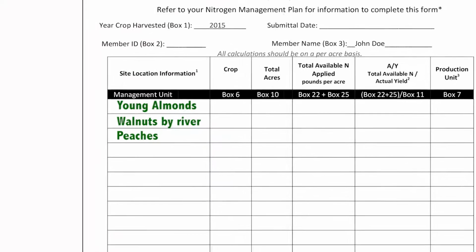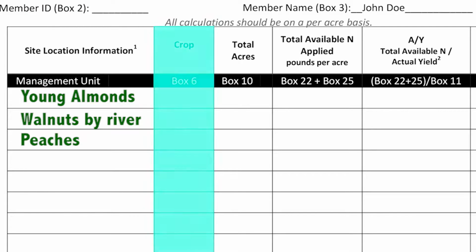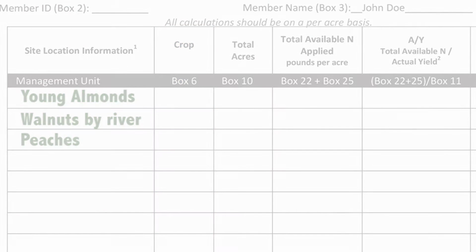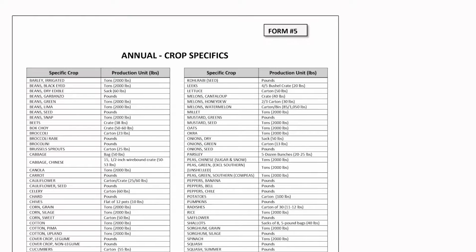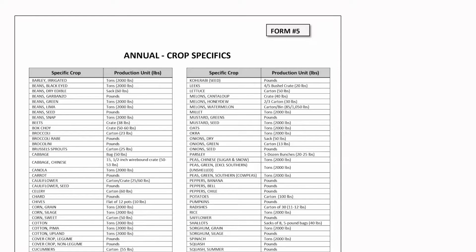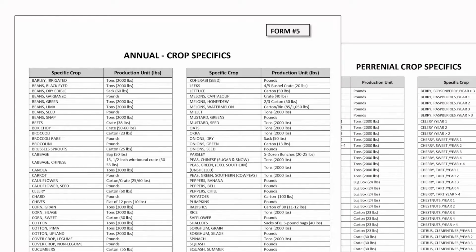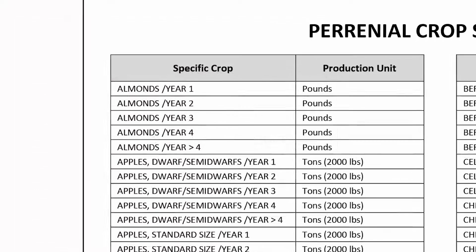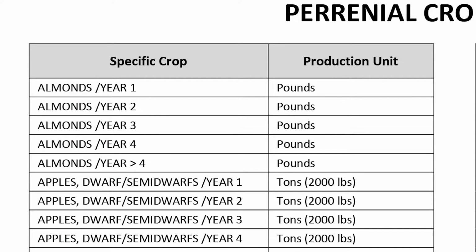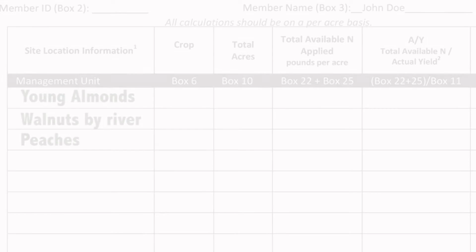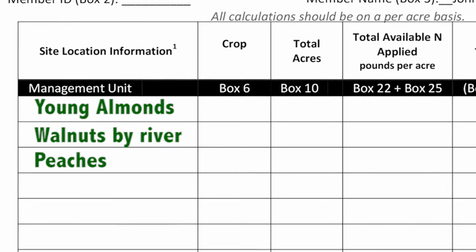Next, fill in the crop information from Box 6 of your worksheet. Included in the Coalition mailing is the crop specifics sheet. It's numbered Form 5. There are two lists, one for annual and one for perennial crops. Next to each crop is a specific code. It's important to use this code in the crop column if it is not already filled out. You can correct the information if it doesn't match the crop code.